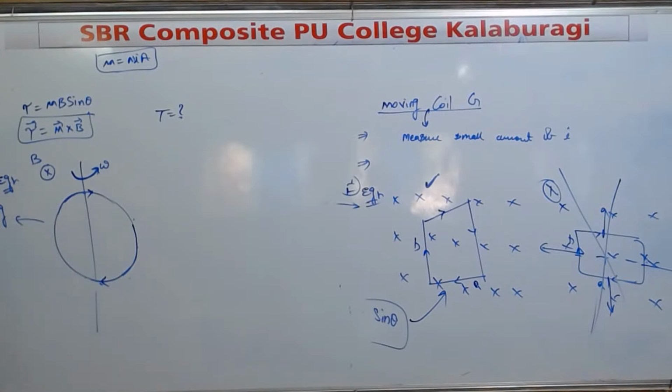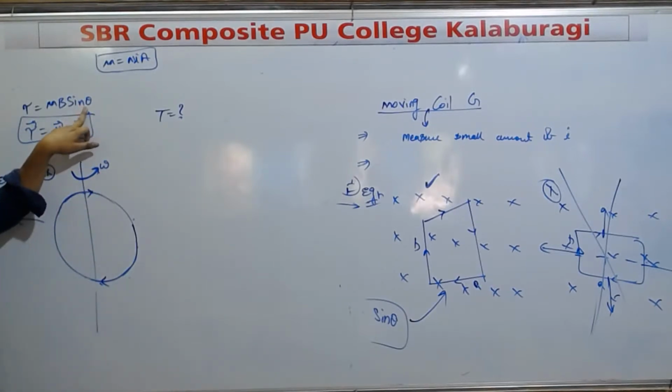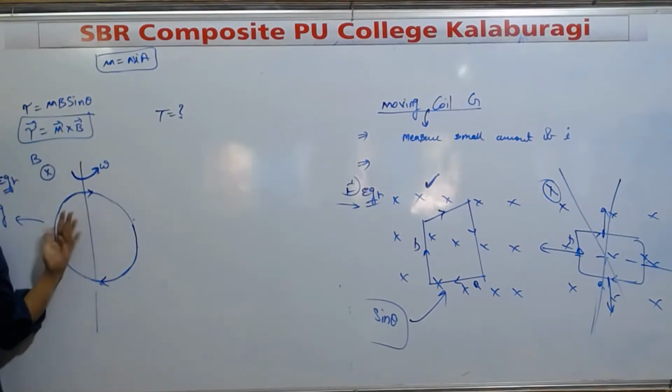Yes or no? Definitely yes. Why? Initially, magnetic moment direction and magnetic field direction both are in the same direction. So sin 0 is 0, so torque is 0 initially. Little I rotated the angle downward. If the angle is downward, what will happen? Restoring torque will be downward.